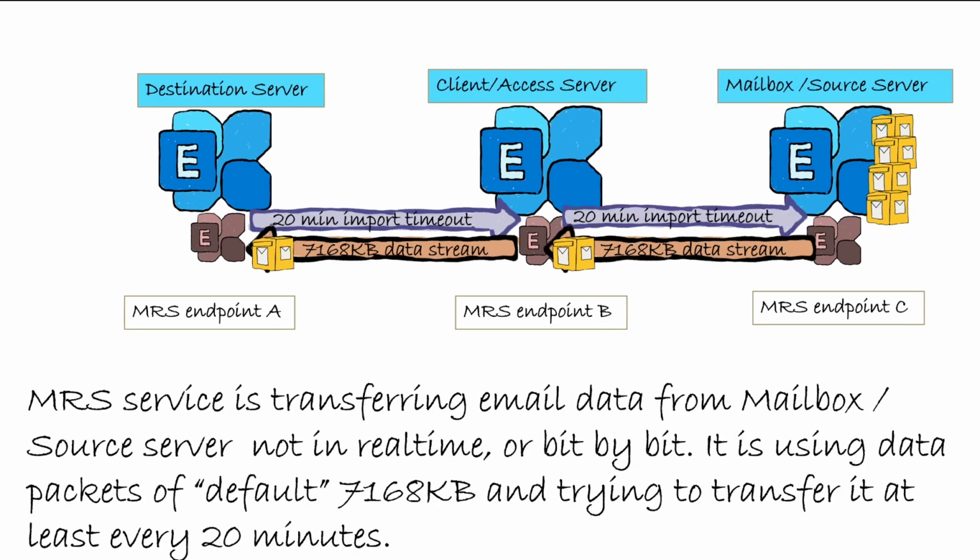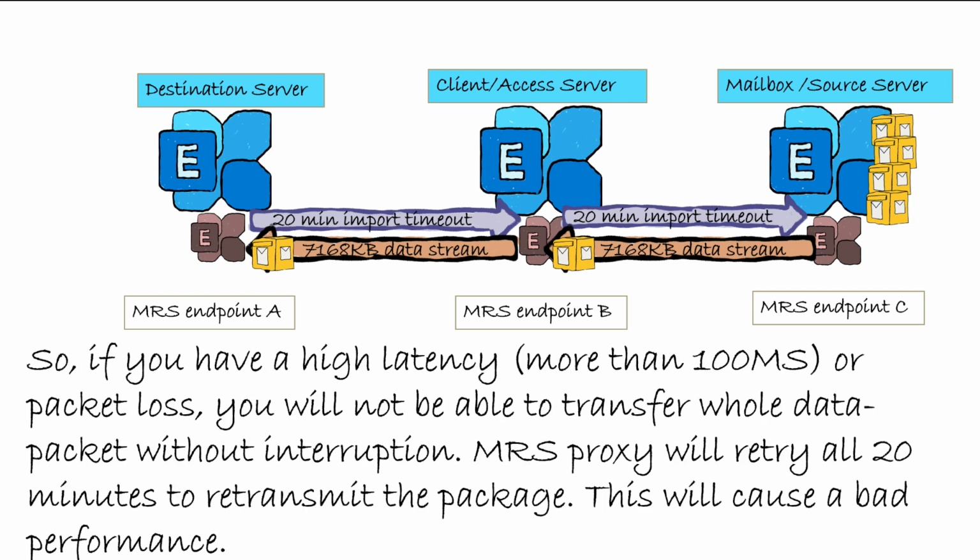Mailbox Replication Service is transferring email data from the mailbox source server not in real time or bit by bit. It is using data packets of default 7168 KB and trying to transfer them at least every 20 minutes. So if you have a high latency, more than 100 ms, or packet loss, you will not be able to transfer the whole data packet without interruption. Mailbox Replication Service Proxy will retry every 20 minutes to retransmit the package. This will cause a bad performance.